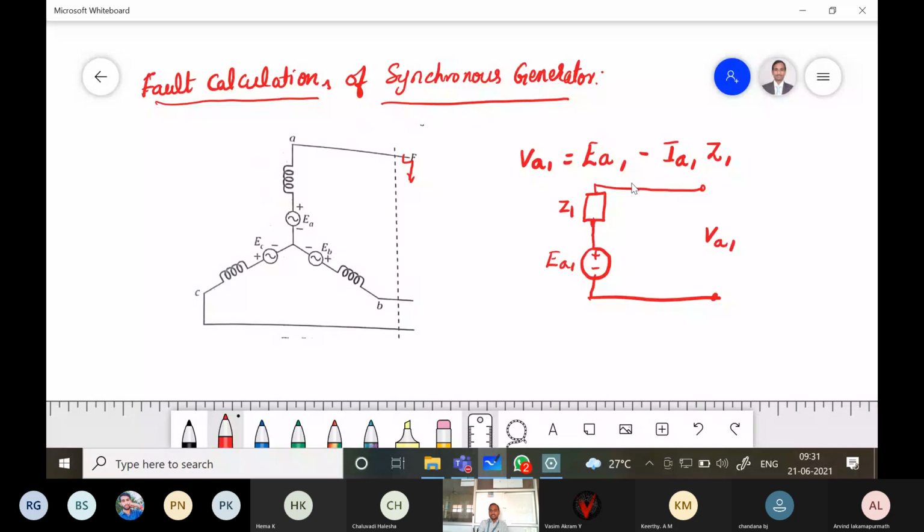What is the positive sequence current flowing here? That is IA1. This is the positive sequence network. In that positive sequence network, suppose I want to write the VA1 equation, VA1 is equal to EA1 minus of this voltage drop, like your KVL, Kirchhoff voltage law. Apply here: EA1 minus of current IA1 into Z1. This will give VA1. What is VA1? VA1 is the positive sequence voltage.